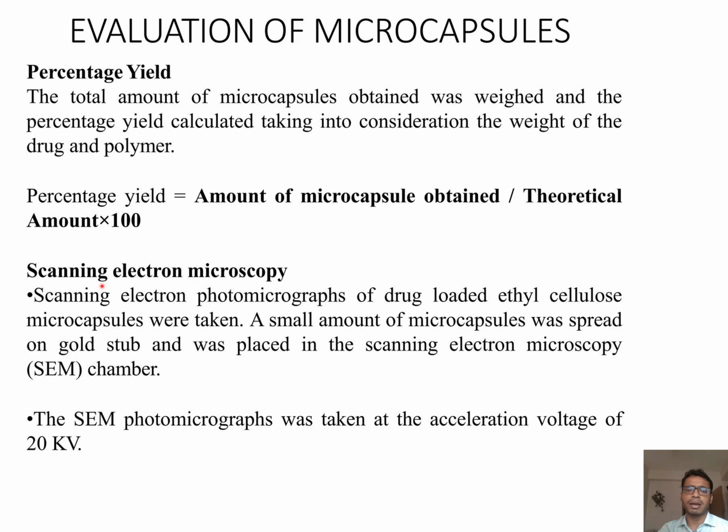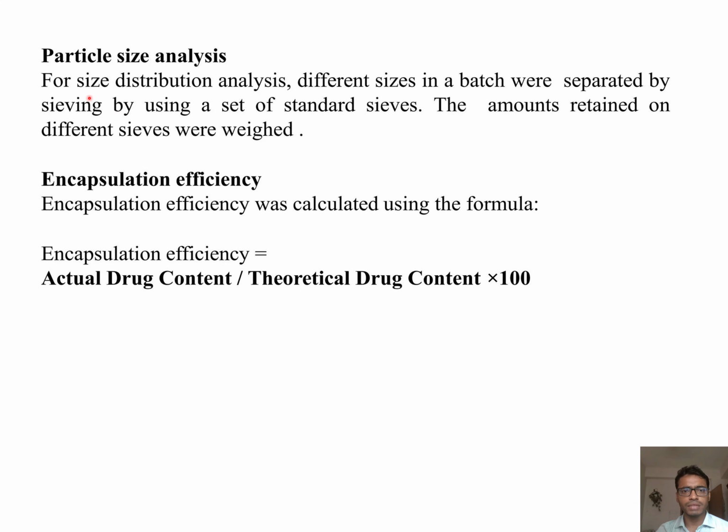Moreover, you can also evaluate this by scanning electron microscopy, X-ray crystallography, DSC, FTIR, a lot of processes. First of all, percentage yield, then scanning electron microscopy. I'm just going through this; for details, please read on this, and you can easily understand. Then particle size analysis. Obviously, particle size analysis is also important, because we should analyze in which micrometer range it is. If it is in millimeters, then obviously it would not be a microparticle, so analyze this very carefully.